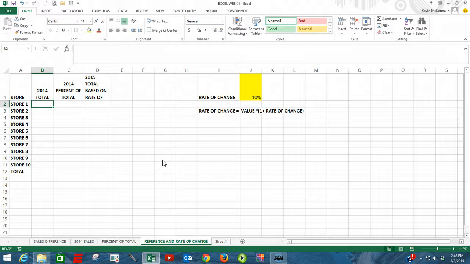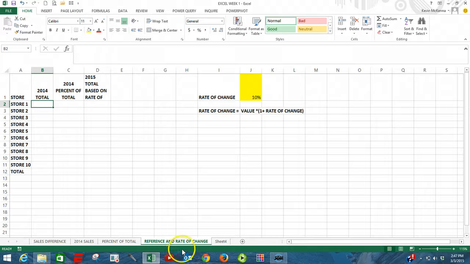In this video, we're going to look at two types of formulas: reference formulas and rate of change formulas. Let's look at a reference formula first. A reference formula begins with the equal sign, but what it does is it retrieves a value from a cell in another sheet. Once again, it references or looks at a value in a cell in another sheet and then returns it.